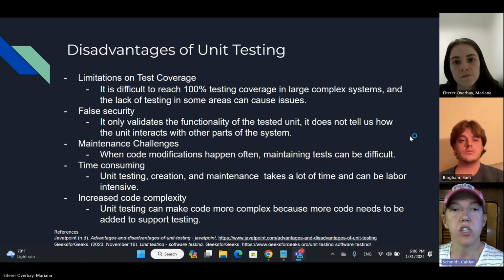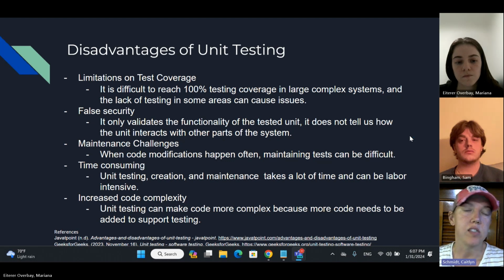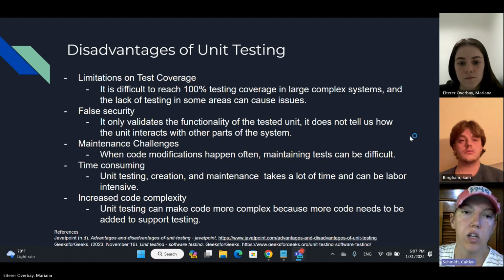There are maintenance challenges. Sometimes when code changes often, it can be difficult to maintain the tests. It's time consuming. Creating and maintaining unit tests takes a lot of time and can be labor intensive. Increased code complexity. Unit testing can make code more complicated because a lot more code needs to be added to support the testing.